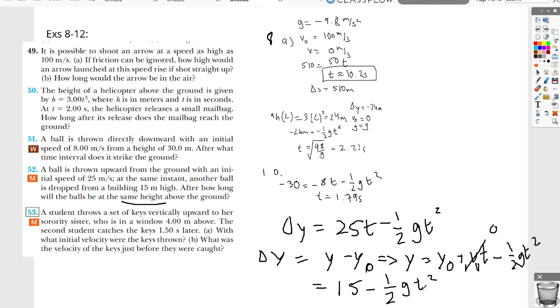So those are your two equations: 25t minus 1 half gt squared, and 15 minus 1 half gt squared. We want them to be the same, so we simply put them equal to each other. They're both 1 half gt squared, so we can cancel that. So time is 0.6 seconds.